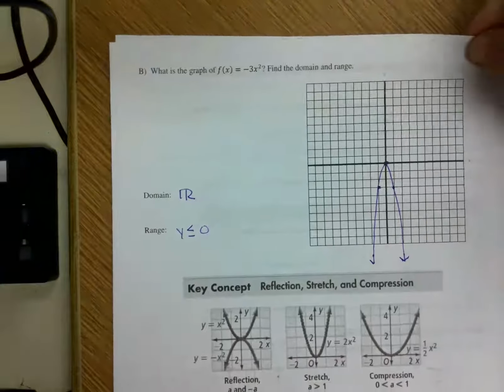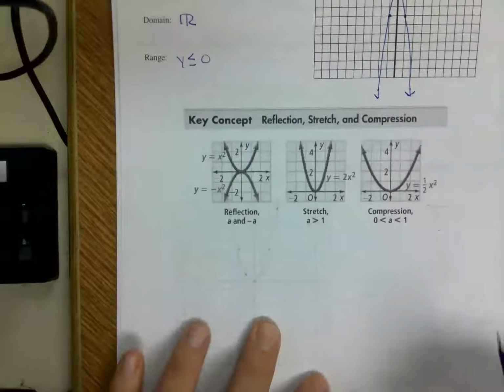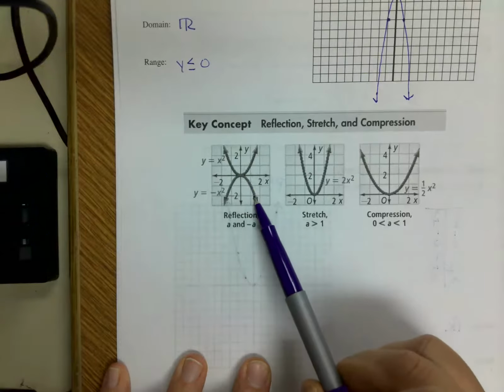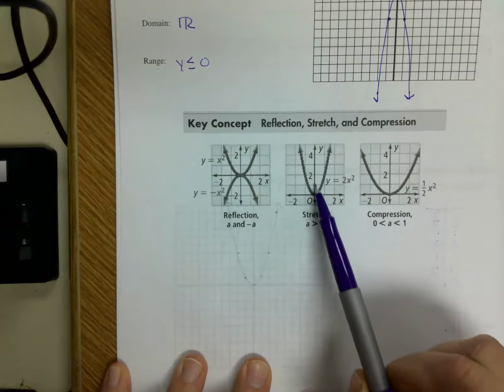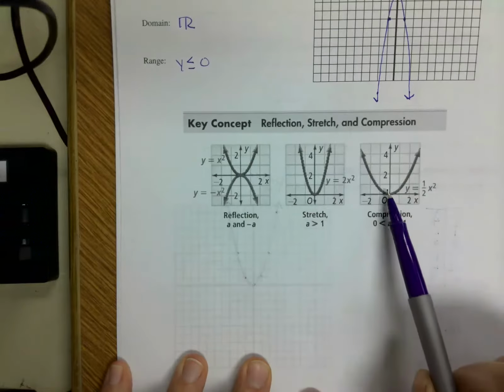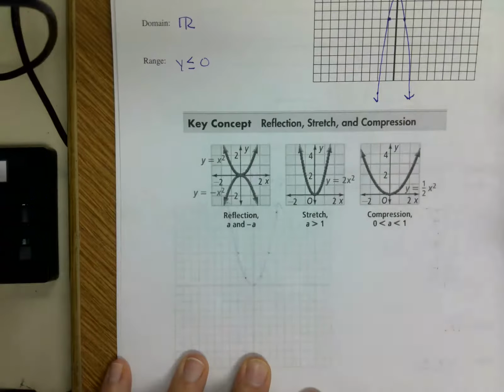Now when we're talking about my a value, there are 3 different things that could happen, and we've talked about this before. If this is my parent function, it could flip, a reflection over the x-axis, it could stretch, and that's what this graph did. It stretched out, it got skinnier, or it can compress or get wider, kind of pushed down.